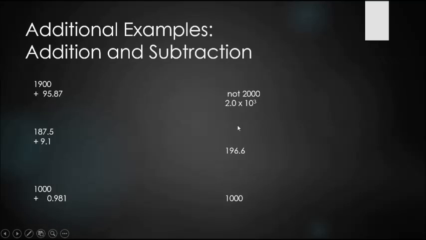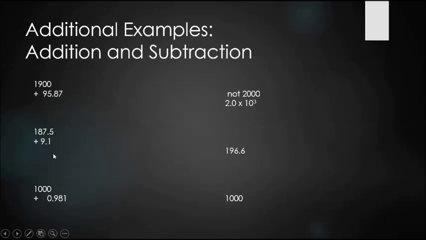Okay, this first one, you might be tempted to say 2,000, but in fact 2.0 times 10 to the third would be a better answer. We have to keep 2 significant digits because we're going to round to the 100th place, so we need to show that in our answer.